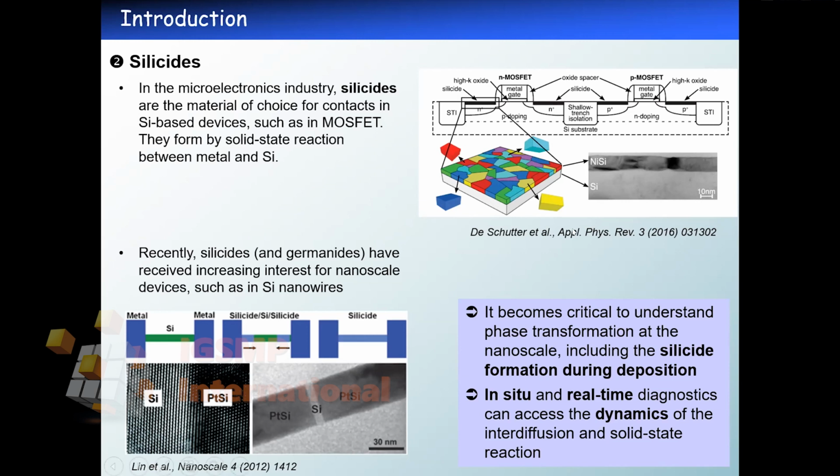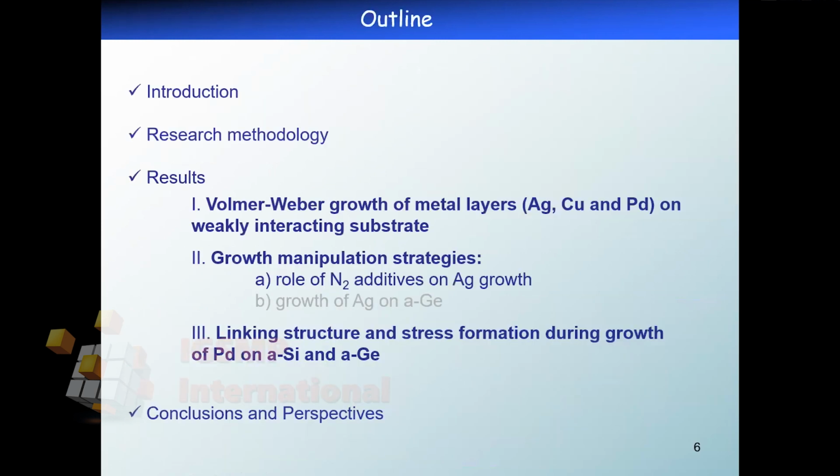What is also critical is to be able to capture what happens during the deposition of this metal on silicon before the solid state reaction. For that, again, we will use in situ and real-time diagnostics to monitor the early stages of metallic deposition on silicon and understand diffusion and interdiffusion effects. So this is the content of my presentation: I will present the research methodology, and then I will give you some results on these two topics, mainly silver layer growth, and also the growth of silicides and germanides.